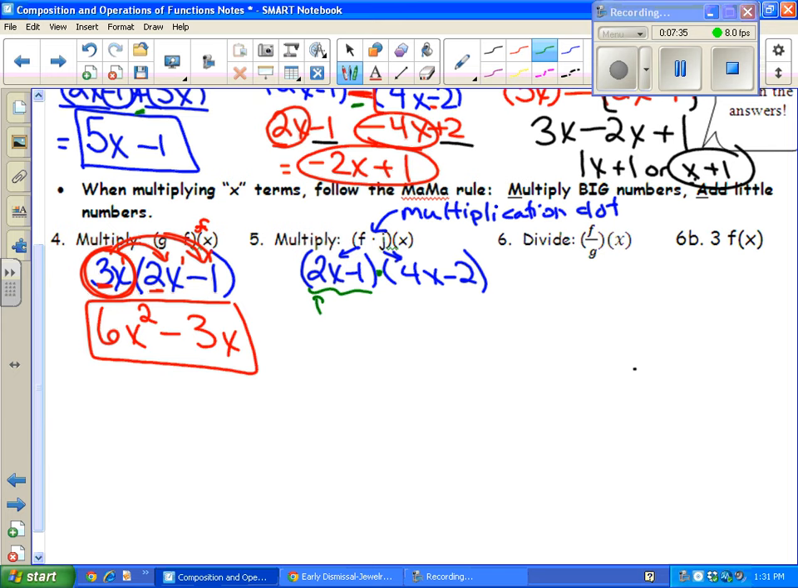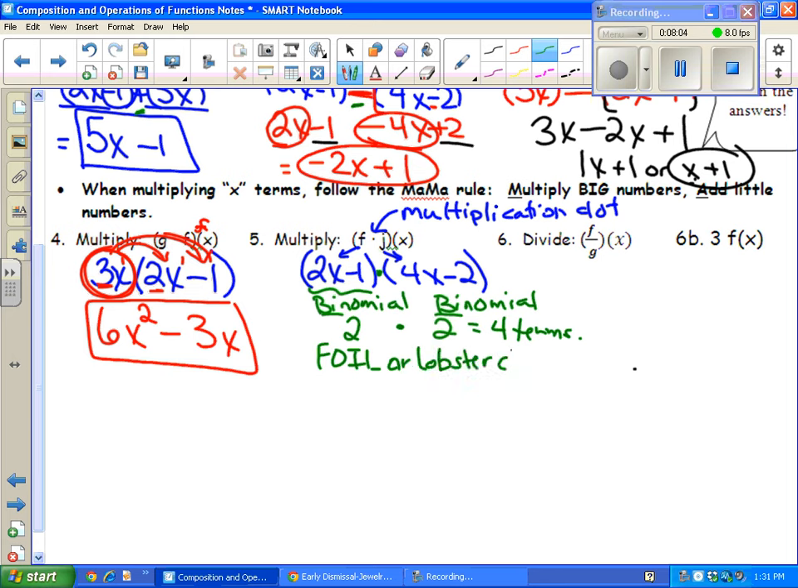This is a binomial. We're going to multiply a binomial times a binomial. We have prefixes that we need to learn. Bi is a prefix that means 2. So I have 2 terms in this parenthesis that are going to be multiplied by 2 terms in that parenthesis. And typically, if you multiply 2 things times 2 things, you're going to end up with 4 terms. We're going to use the FOIL method to do this, or we're going to lobster claw it. Depending on what teacher you had, you might have heard them talk about one or the other. Basically, I'm going to do the FOIL method or lobster claw.